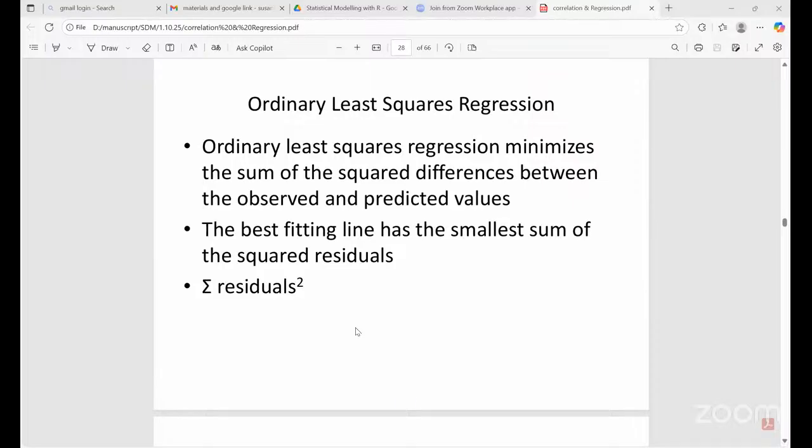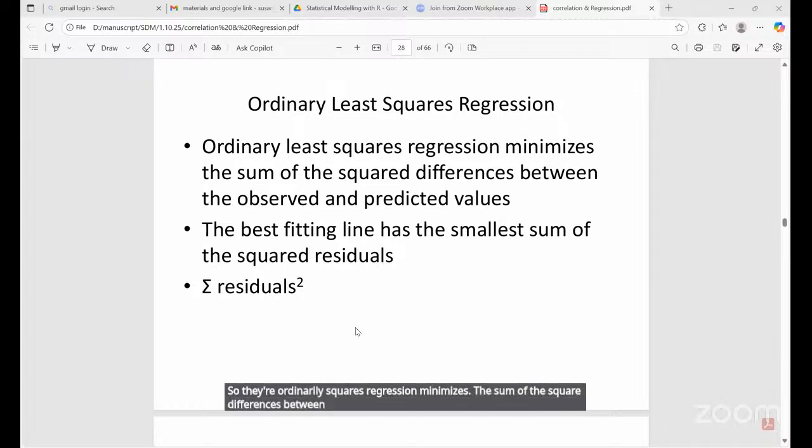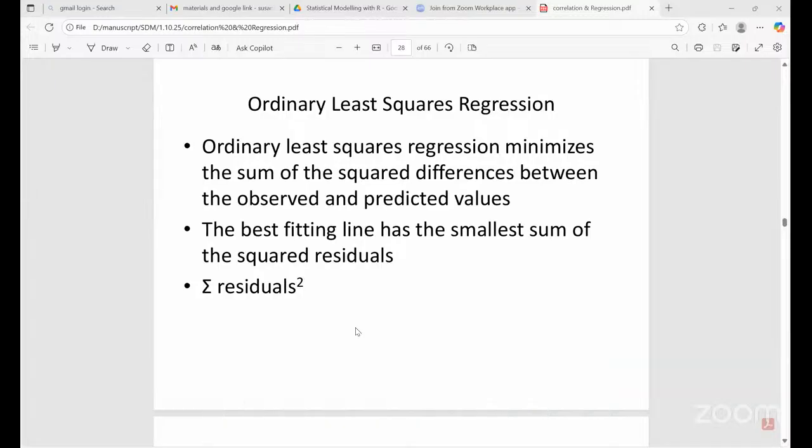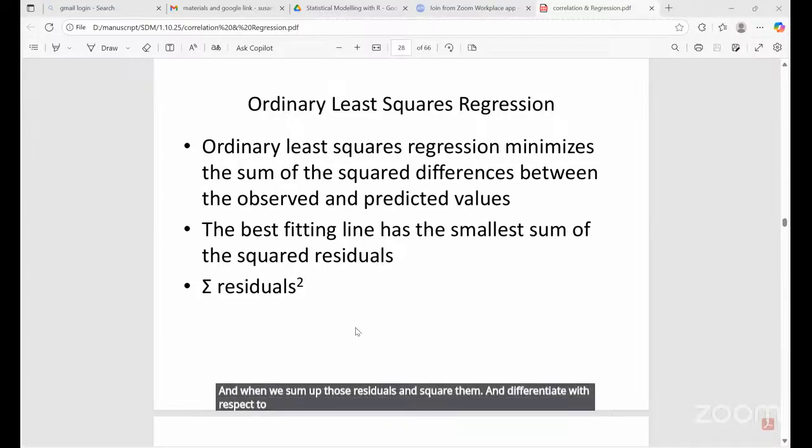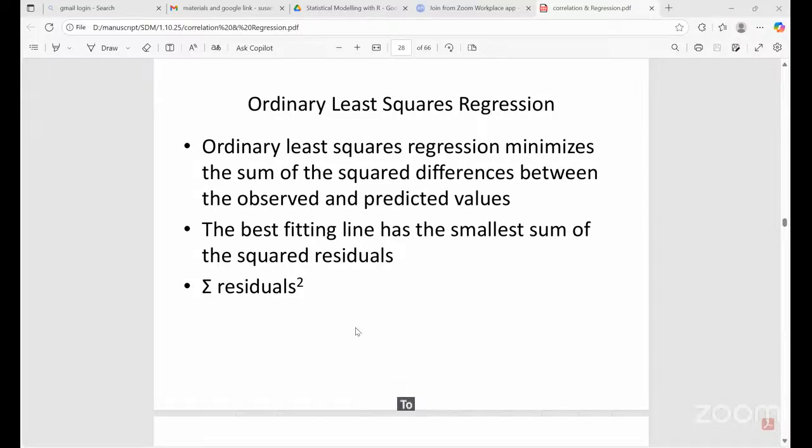So ordinary least squares regression minimizes the sum of the squared differences between observed and predicted values. When we sum up those residuals, square them, and differentiate with respect to the slope and intercept, we are able to come up with the equations for estimating the slope and intercept.